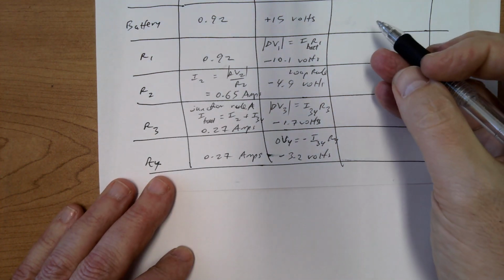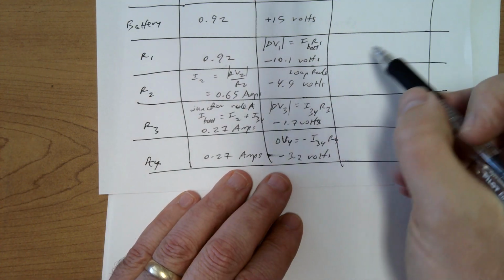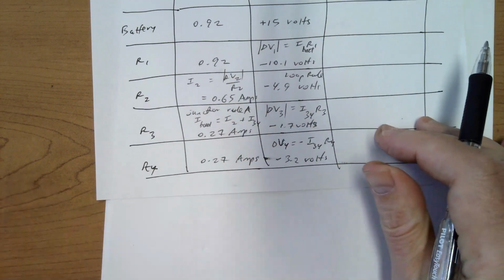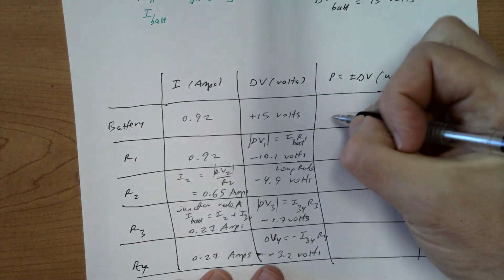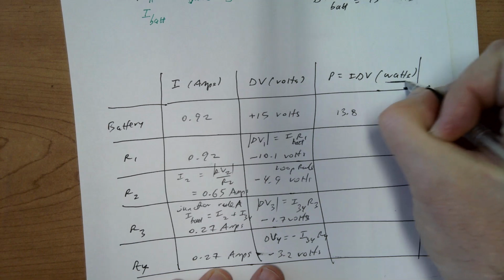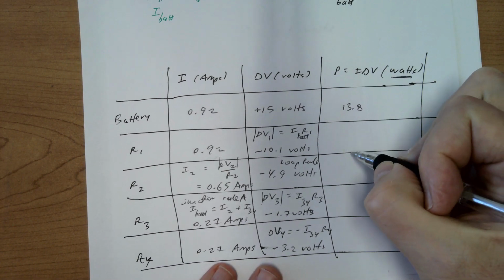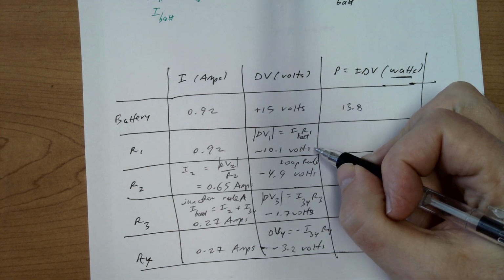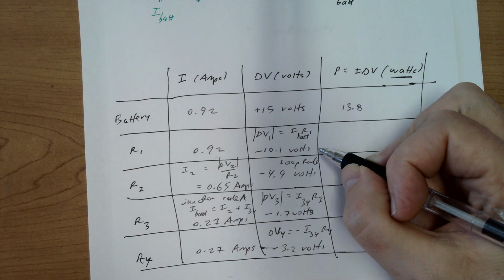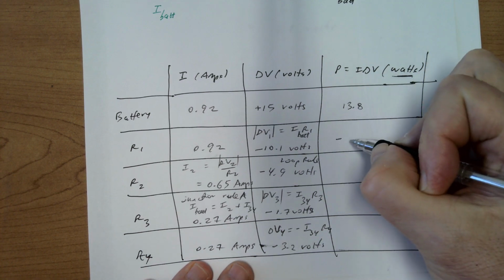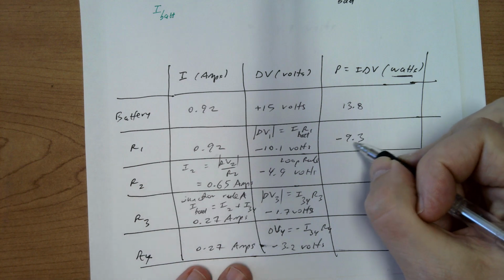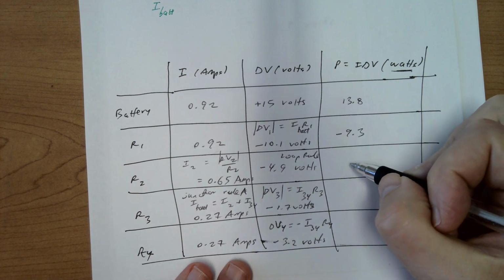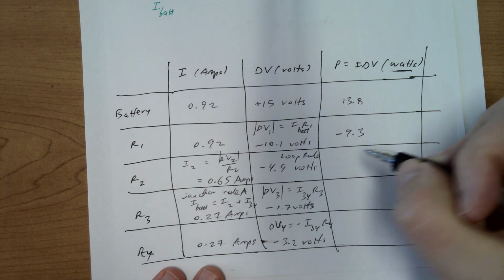Okay, and then the last thing we can do is calculate everybody's power. That's just the product of current and voltage difference. So if I take 0.92 amps for the battery and 15 volts, the battery is supplying 13.8 watts of electric power to the circuit. Resistor 1, I take the current times the voltage difference there. I get negative 9.3 watts, so it's taking electric energy out of the circuit. That's what the minus sign means for a resistor. It's converting that electric energy into thermal energy.